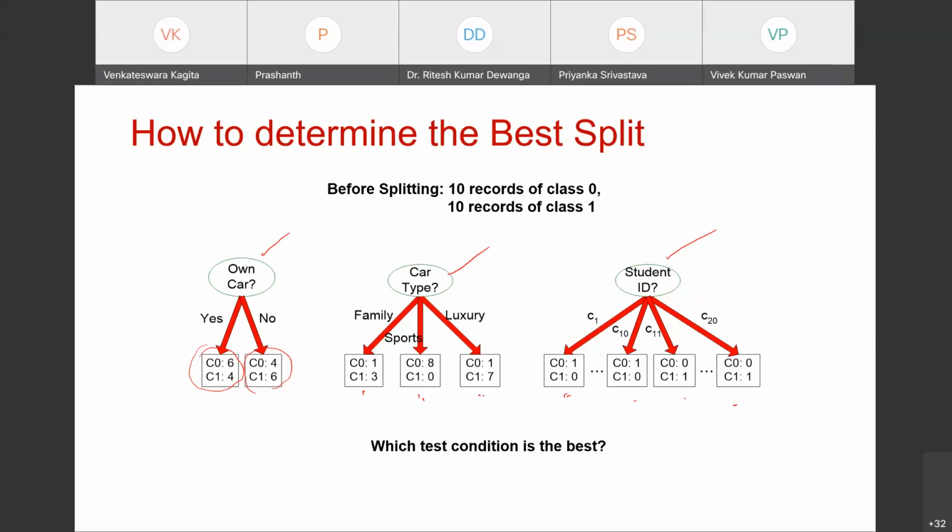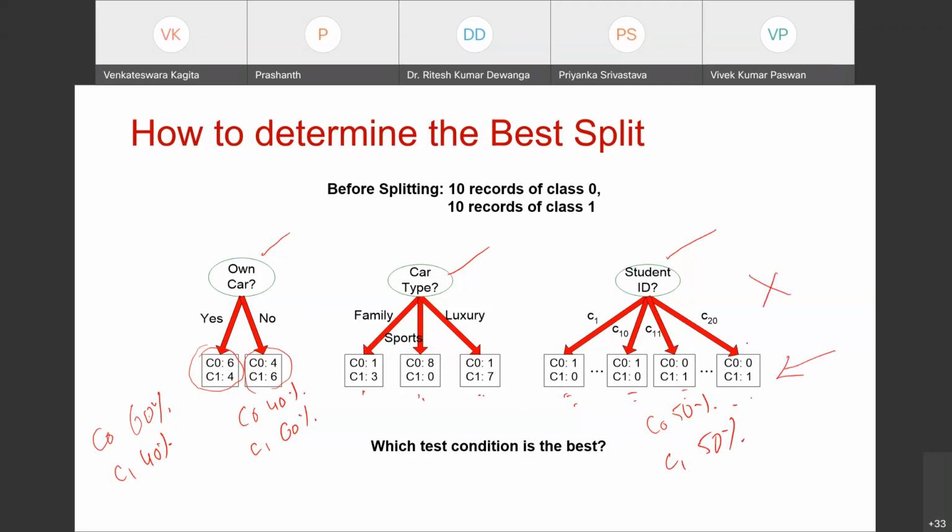Sir, it is more impure. This is why it can be like that. But there is student ID which is more impure than one card, right? If you see here, the ratio is 60% class 0, 40% class 1. At this node, class 0 40% and class 1 60%. But if you see here, class 0 50%, class 1 50%. Both are equal at all the nodes. Okay, so which one is more impure? Last one, sir. The last one is more impure, therefore this is the worst.